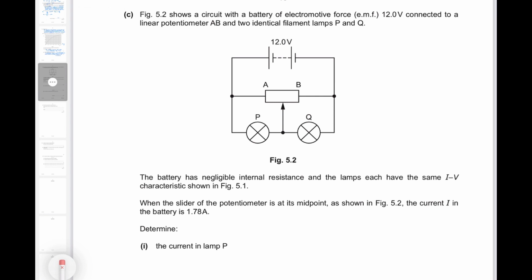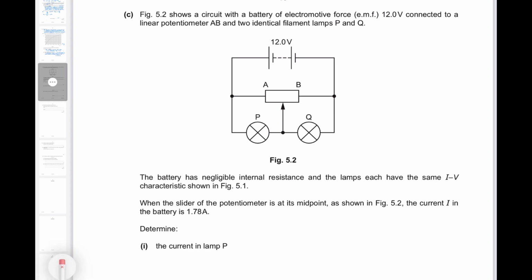C. Figure 5.2 shows a circuit of a battery of electromotive force 12 volts connected to a linear potentiometer AB and two identical filament lamps P and Q. The battery has negligible internal resistance, and the lamps each have the same I-V characteristics shown in figure 5.1. When the slider of the potentiometer is at its midpoint as shown in figure 5.2, the current in the battery is 1.78 amperes. Determine the current in lamp P.